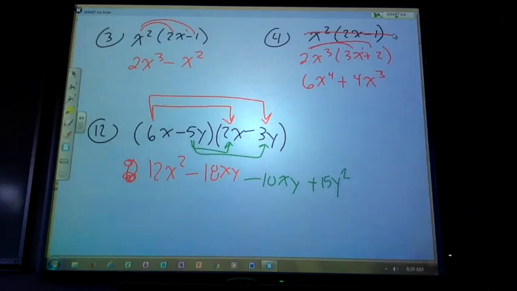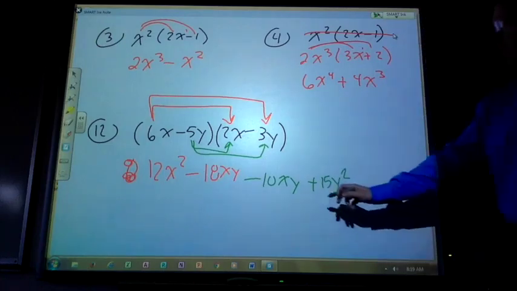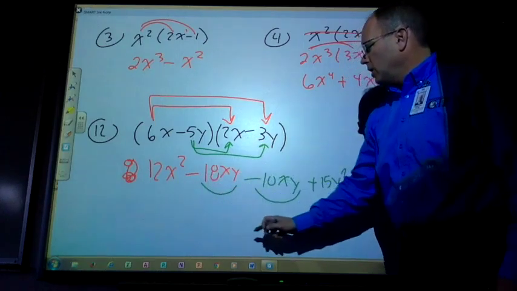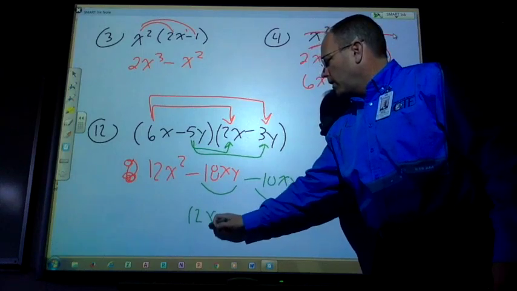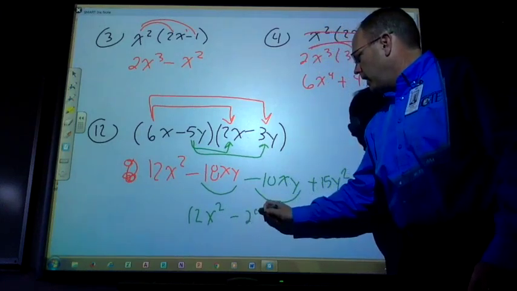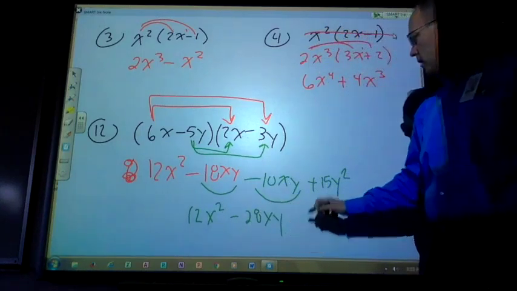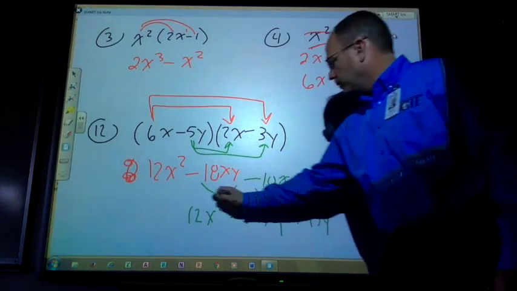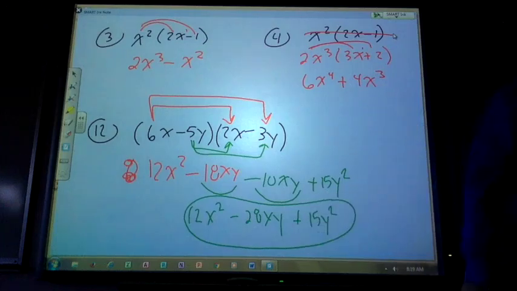Okay? Combine any like terms. Remember, x times y, y times x means the same thing. So this is going to combine with this. So I'm going to get 12x squared minus 28xy plus 15y squared. Cool? May I clear that off?